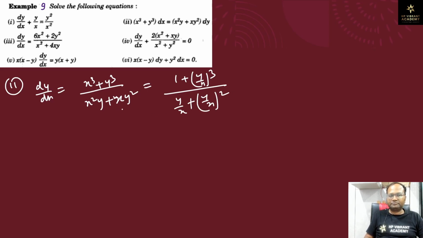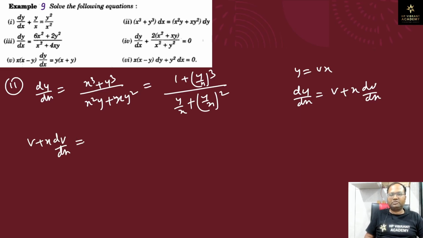Okay, let us take y is equal to v times x. So we have dy upon dx is equal to v plus x dv upon dx. Okay, so we have v plus x dv upon dx is equal to 1 plus v cube upon v plus v square. So we have this as x dv upon dx is equal to 1 plus v cube upon v plus v square minus v.